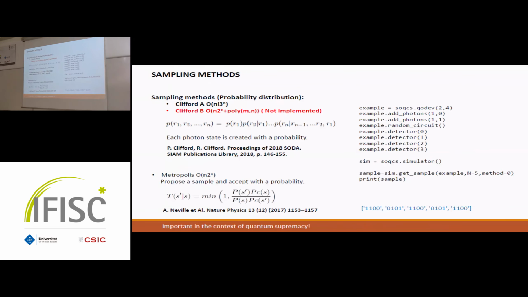I have explained the exact methods, but there is also the possibility of having sampling methods. What is a sampling method? A sampling method is where we ask for a method and generate a list of possible outcomes. So basically, how is this done? If you want to know the probability distribution of the output, this is not a good method for it, because you have to calculate many permanents to actually have enough.